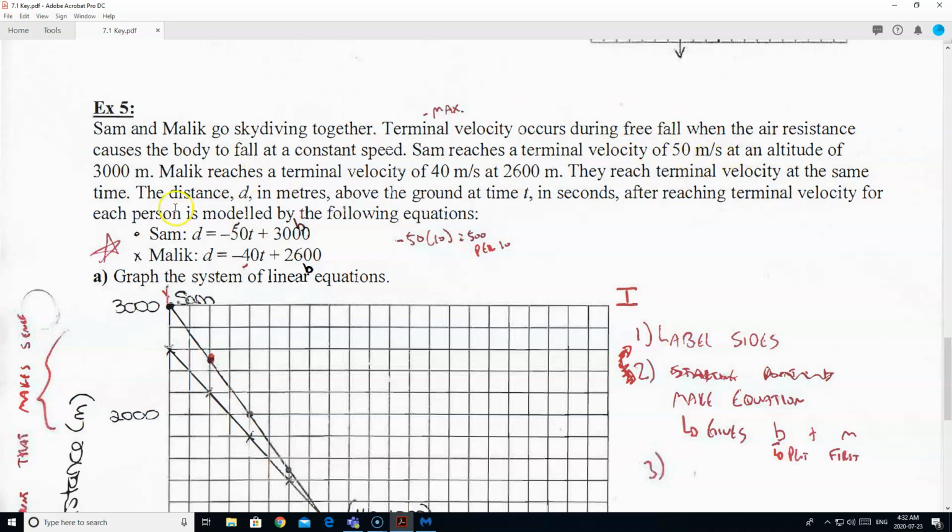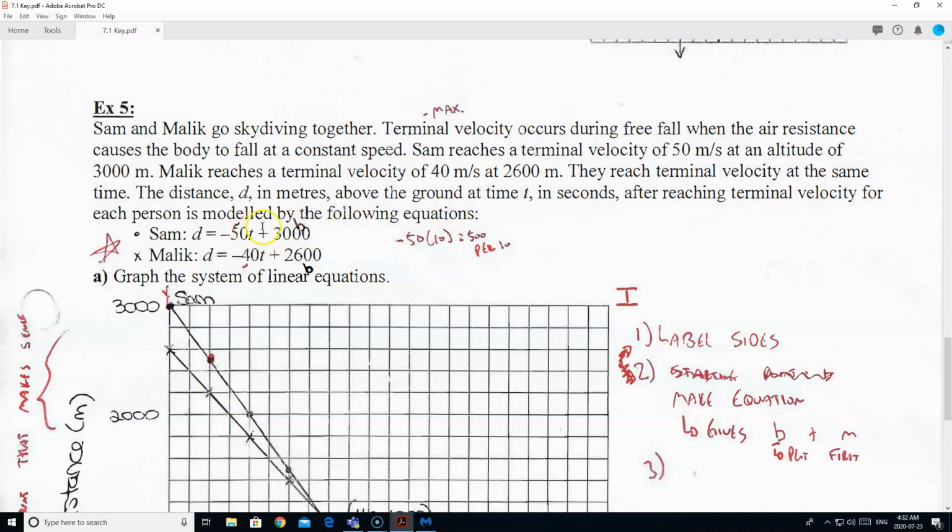Anyways, the distance d in meters above the ground at time t in seconds after reaching terminal velocity for each person is modeled by the following equations. So we have 2 equations here, and Sam and Malik are both falling. Sam reached a terminal velocity of 50 meters per second at 3,000 meters, and Malik reaches a terminal velocity of 40 meters per second at 2,600 meters above the ground, right? So it looks like Sam's going down a little bit faster, but Sam is also higher than Malik, right? So there are 2 equations. So this is the equation: d equals -50t plus 3,000.